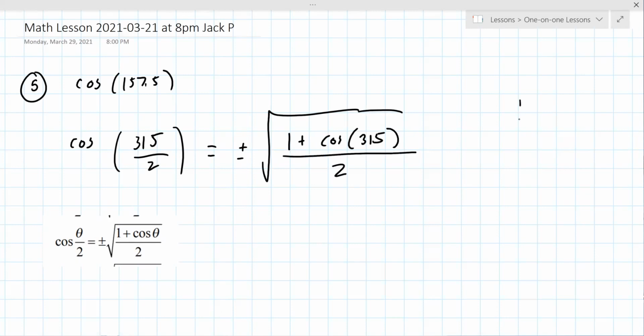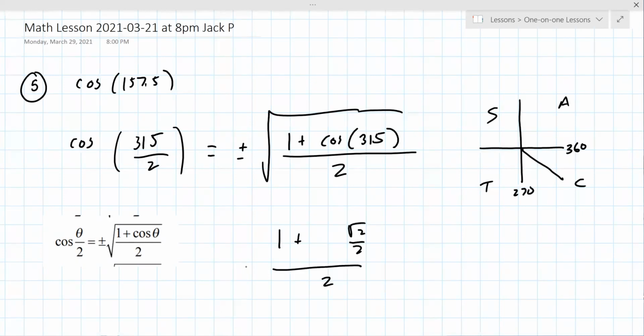So again, you get your unit circle. Where's 315? It's right over here between 270 and 360. It's right in the middle. All students take calculus. We'll write that down as well. So the x value there on the unit circle is root 2 over 2, and plus or minus.